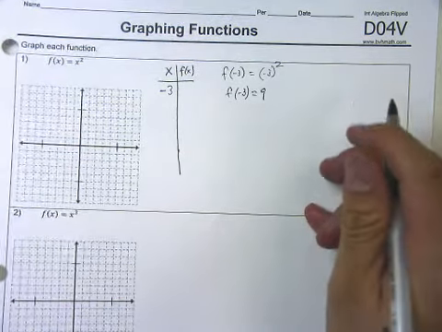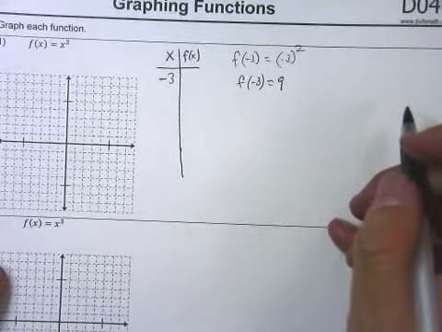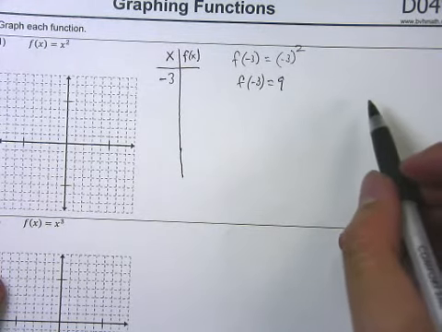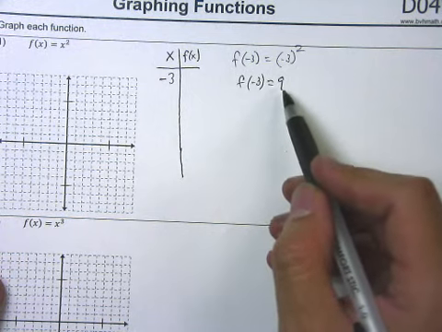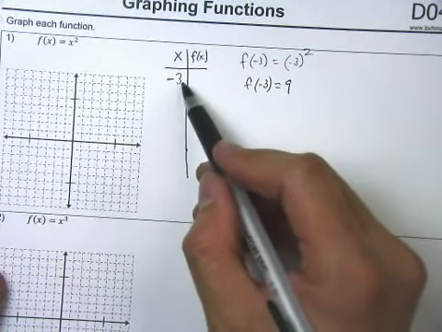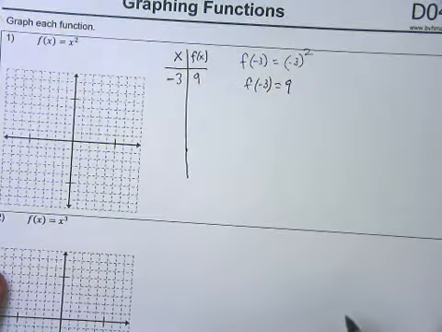And I really want you to stay organized. This is going to be especially important as these get more complicated. So what are we saying here? When the input is -3, our output is going to be 9. So when the input is -3 here, we can put the 9 here for the output.